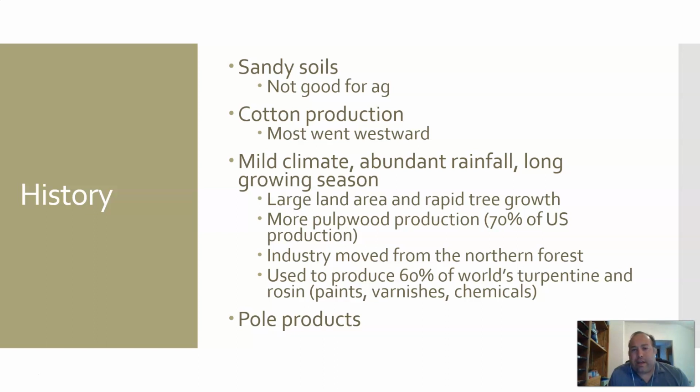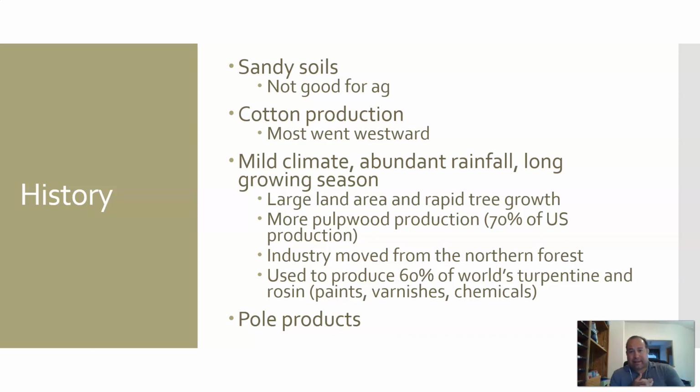So this area, in terms of its history, has a lot of sandy soils. Sandy soils don't really work for agriculture because they have a hard time holding water. And so that's why this area has ended up staying in timber production as opposed to converting to ag the way that the Central Forest did. In terms of agriculture, though, they did have a lot of cotton production, tobacco production back in the day. Some of that still exists, but the majority of that went westward to places like Texas and Arkansas.